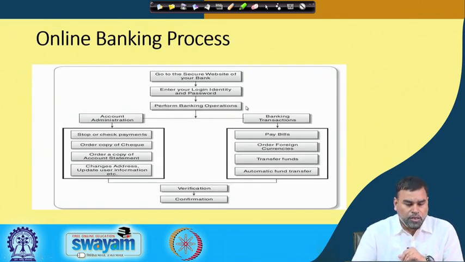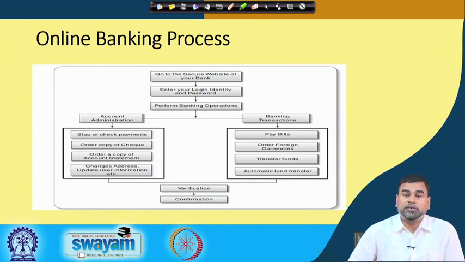Whenever you go for online banking, all of you are very much aware of this, but still, you can create your login, then perform the banking operations, and make any kind of transactions through that. You can send money to somebody else, pay the bills, order foreign currency, transfer funds, and also make provisions for automatic fund transfer, or other services online banking can give. If there is any requirement, you can stop your payment, or if you have issued a check but find something wrong with that transaction, you can stop it, order a copy of the check. You can also order a copy of the account statement.